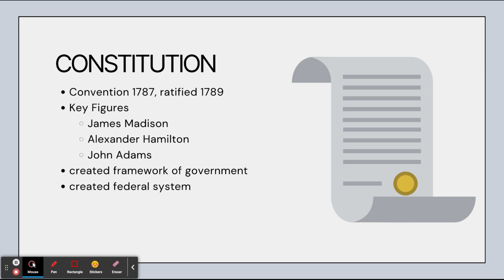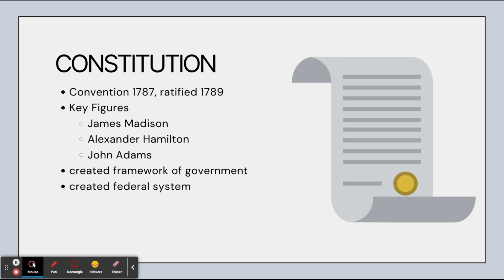These are James Madison, who would eventually become President of the United States, Alexander Hamilton, who was the first Secretary of Treasury under George Washington, and John Adams, who would also eventually become president. This created the framework of government.